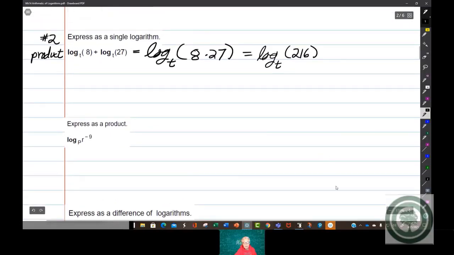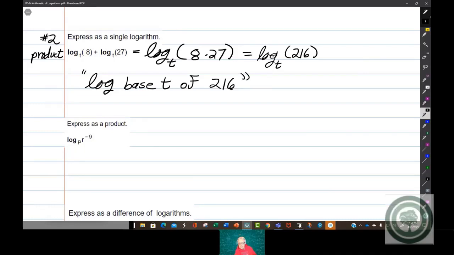And just for review, this is red log, I'm going to write the words, log base t of 216. Those are the words you use when you say this, log base t of 216.